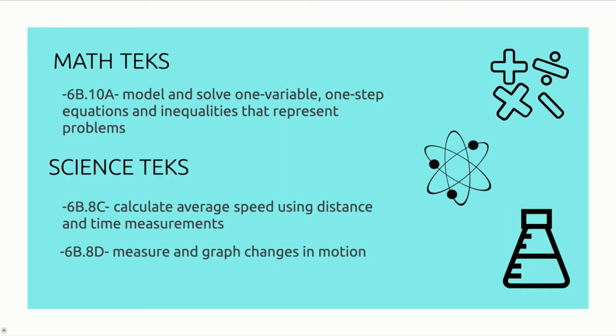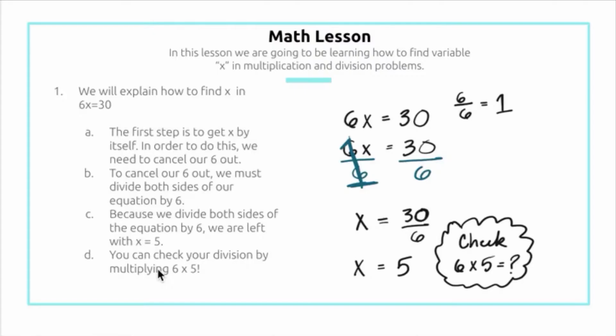So now let's go over the different TEKs we are going to be discussing throughout this mini lesson. The math TEKs that we are going to talk about are model and solve one-variable, one-step equations and inequalities that represent problems. The science TEKs that we're going to be focusing on are calculating average speed using distance and time measurements, and to measure and graph changes in motion.